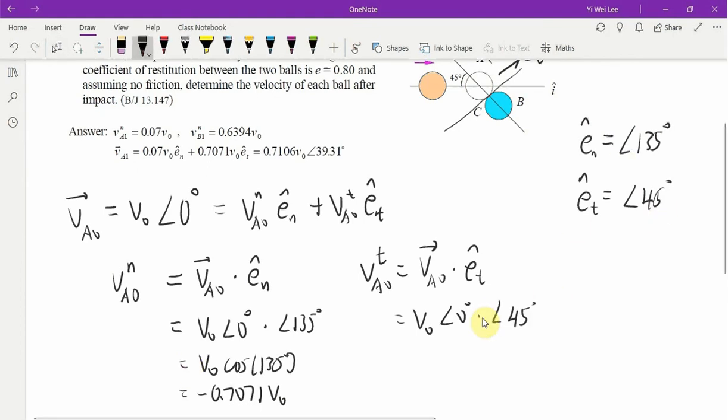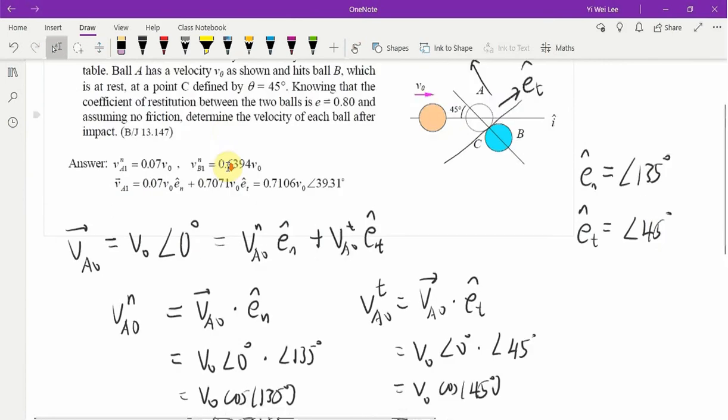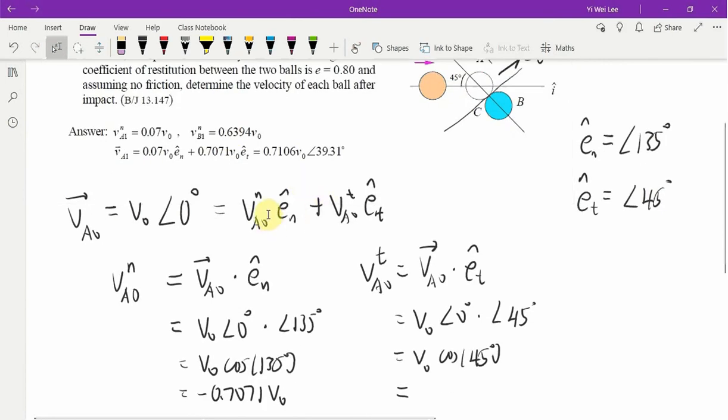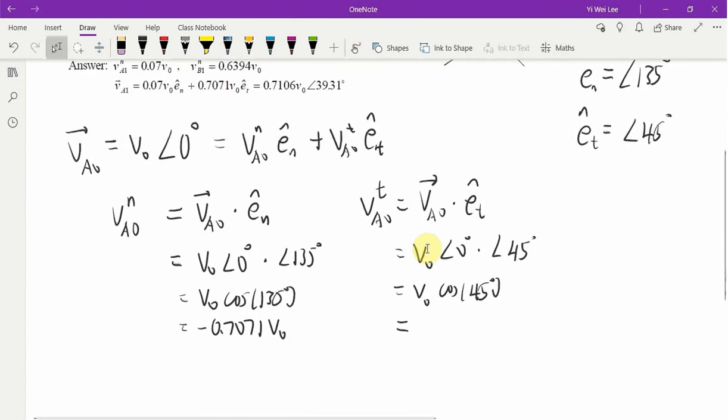So dot product 45. What we are doing here essentially is trying to resolve the velocity component before collision into the En and Et direction. Why do we want to resolve into the En and Et direction? For the previous question, we did the same thing too. We do that because, to use the equation for the coefficient of restitution, we need to know the information in the En and Et direction. Simple as that. So in this case, cos 45 is equal to 1 over root 2.